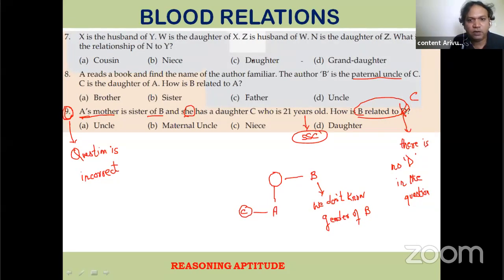Maybe A is mother of D. How do we do that much? The question is wrong, so that's it. There is no information about D here, so let's not worry about that part.